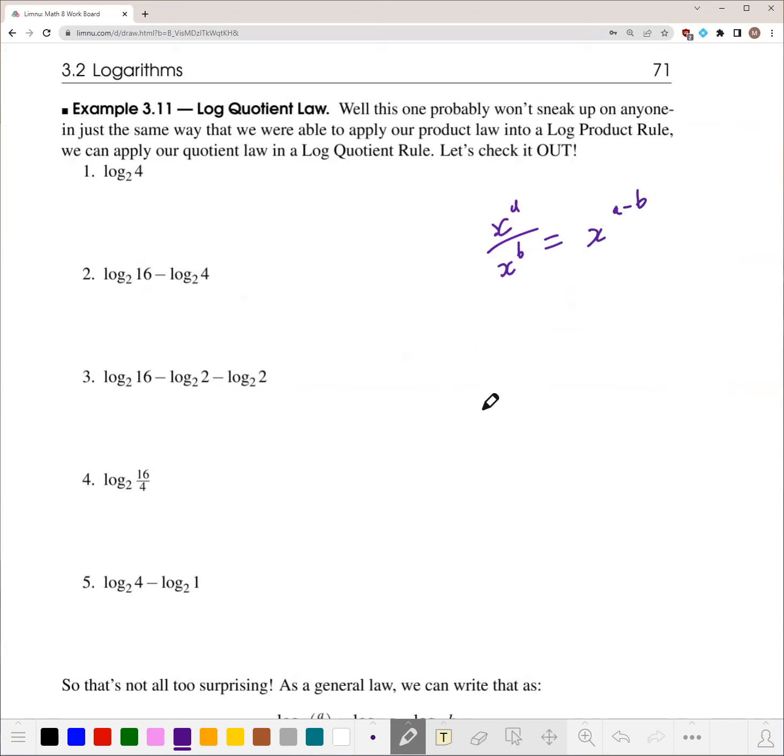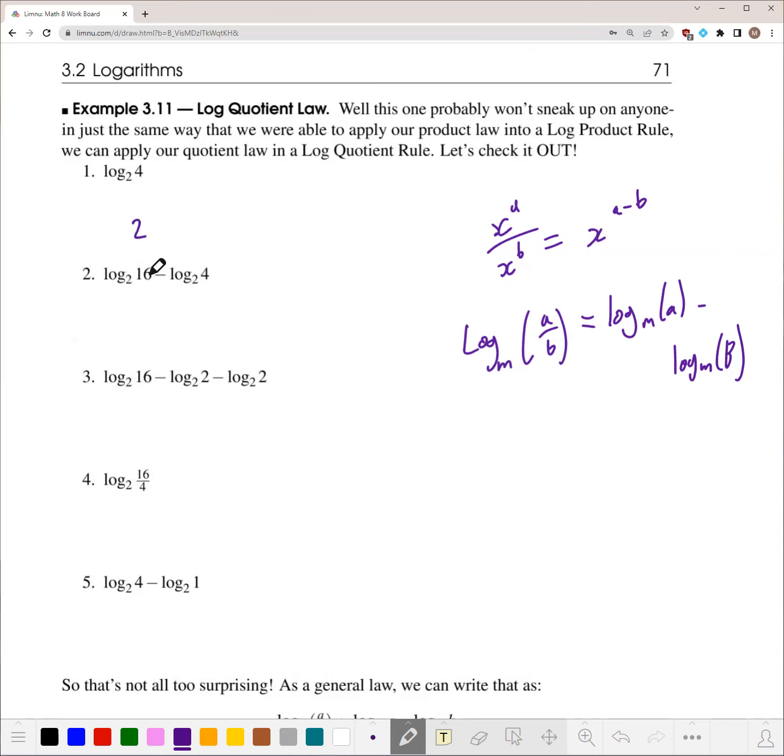So this one's probably not that surprising. It's written at the bottom of the page, but already here. If I've got log base m of a over b, I can do the logical thing of finding the difference: log m a minus log m b. I don't know why I draw the second one in capital letters, but whatever. So let's see. Log base 2 of 4 is 2. That makes sense. How about this then?